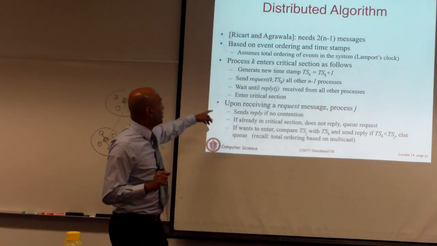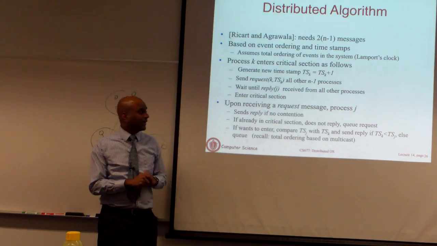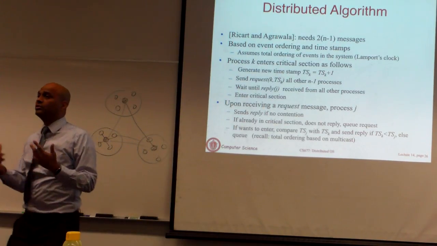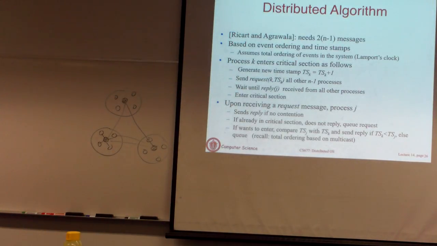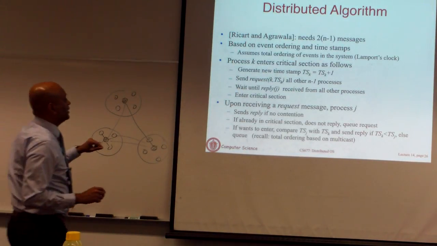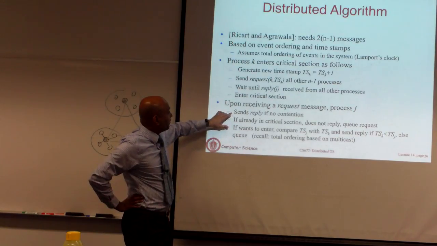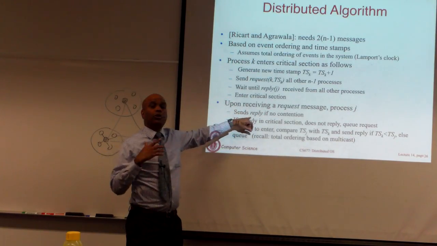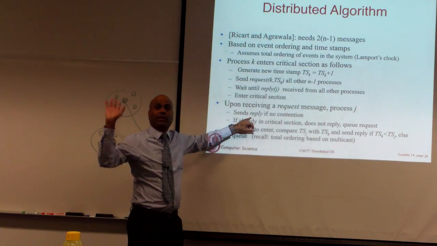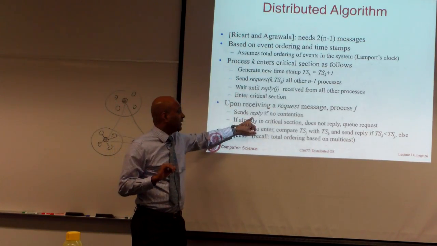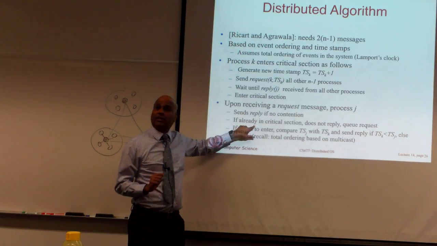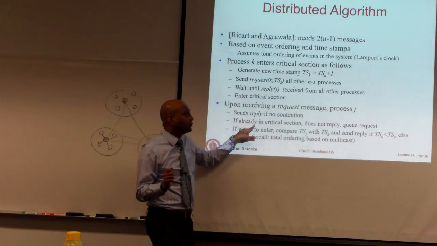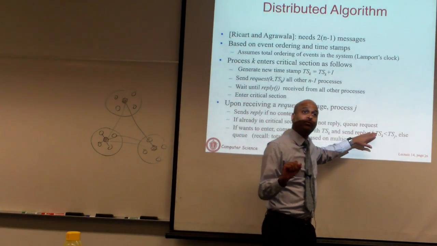This is the Lamport's clock timestamp, which we have seen how to use. When a process receives a request, it is going to send a reply message if it doesn't want the lock. So here is the process to send a reply. If you get a request message from some process J and you don't want the lock yourself, you say, I don't care, you can have the lock, meaning you send a reply message. If you are already in the critical section, you can't send a reply because you are using the lock, so you just queue the request and don't do anything at all.